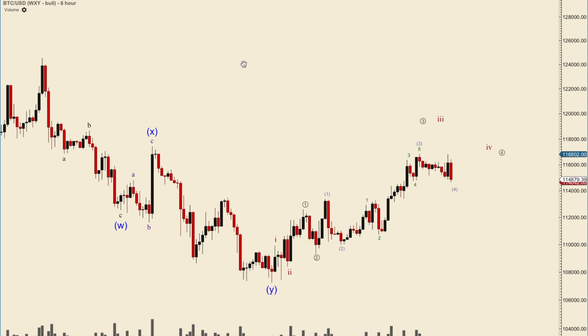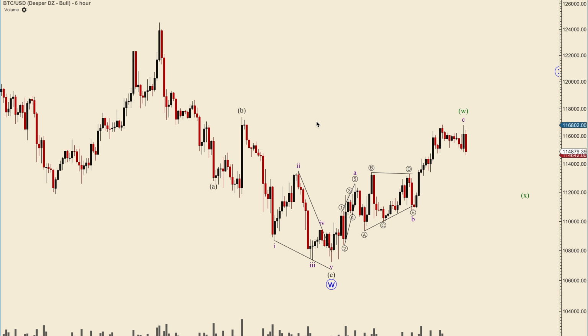So this is bullish. And then we have a deeper double zigzag. And here we are counting this move down as an impulse. Wave Y? Wave A. An expanded flat here in wave B.